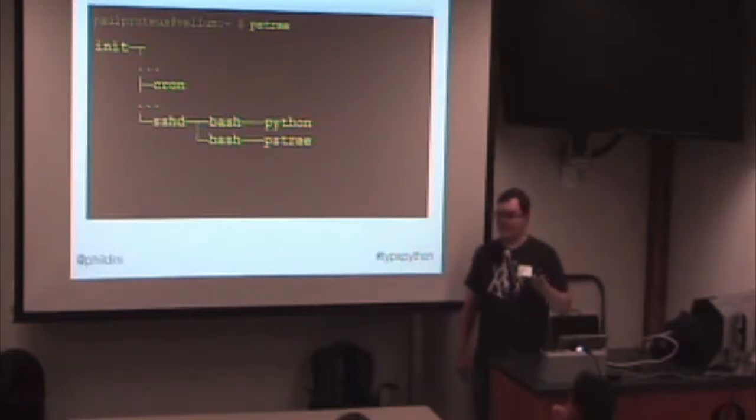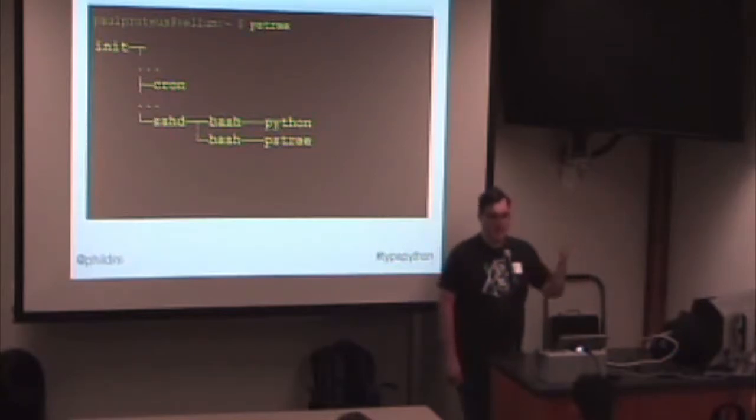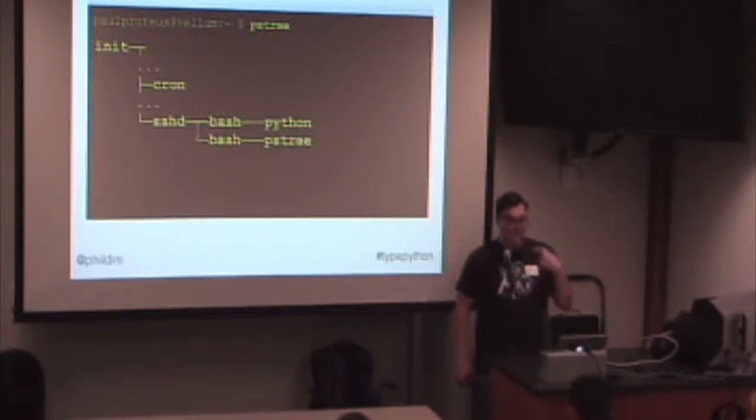So in this example, we're working on a box that we've SSH'd into rather than working on a local box. So you see there's that init process at the top. That kind of kicks off the whole system. There's a cron process running in the background. There's an sshd for the SSH daemon. There's a couple of bash shells. And then there's a fork and exec for Python and a fork and exec for pstree.